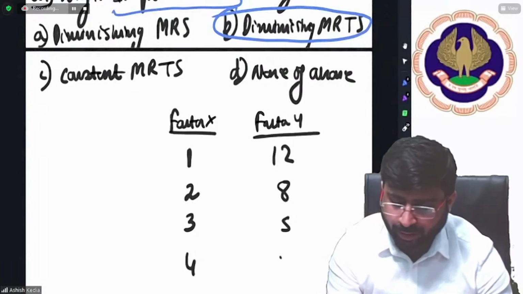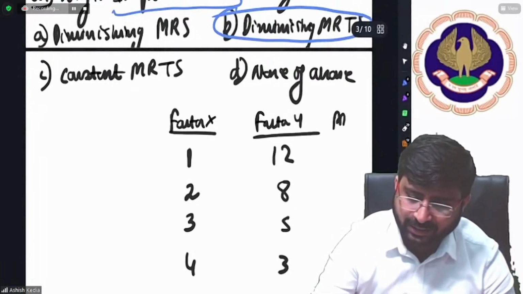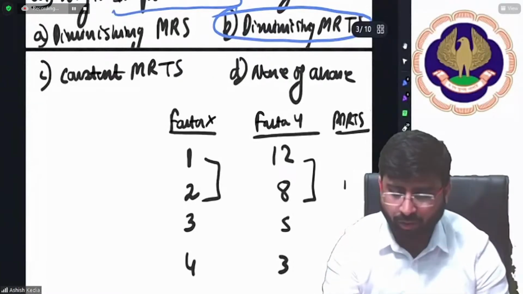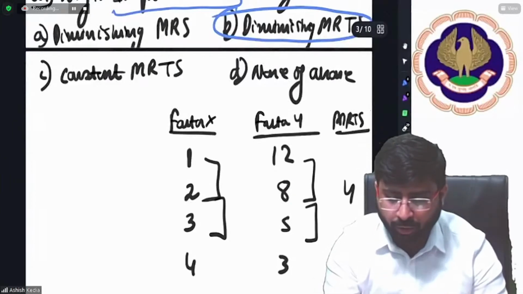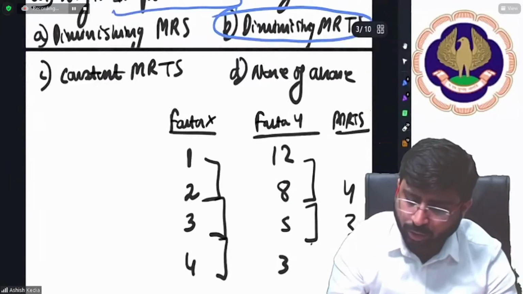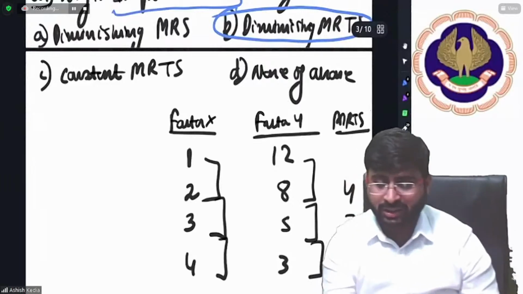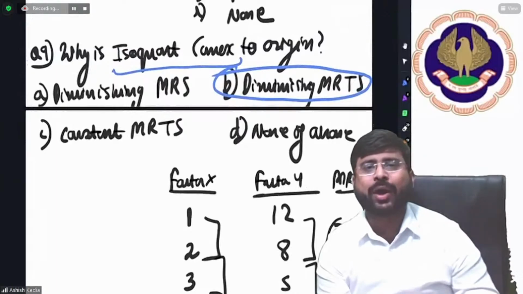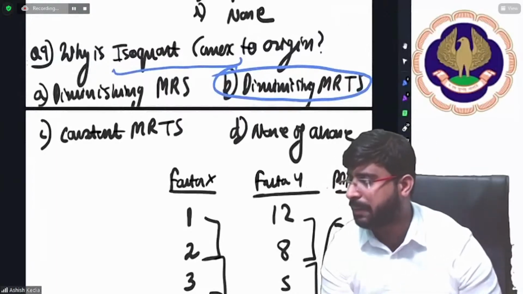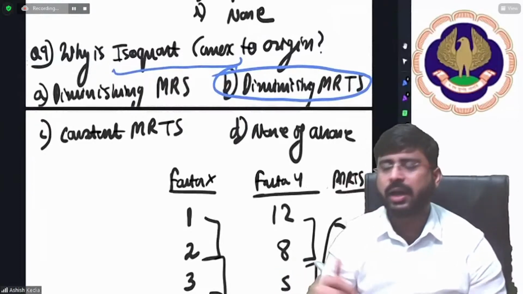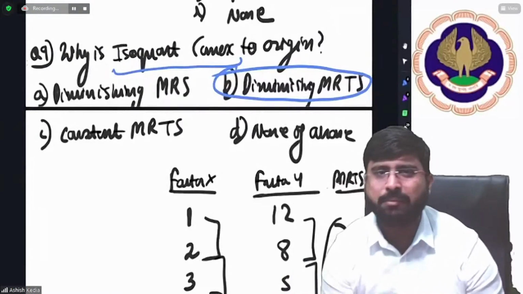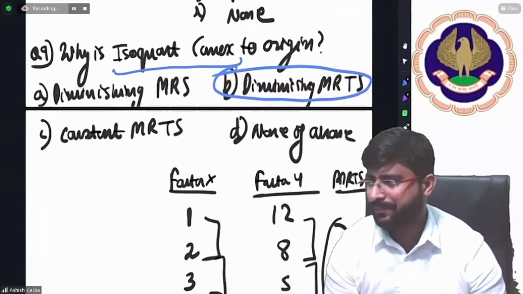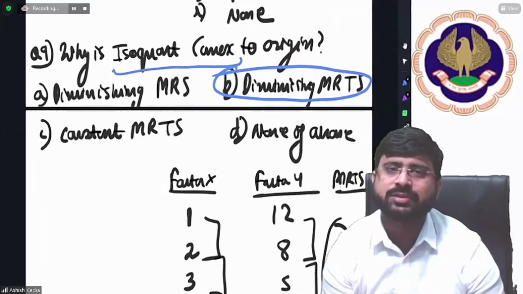It is 3. So if you see the technical substitution, to increase one input, how many inputs sacrificed? 4. Again, to increase 1 unit, how many inputs sacrificed? 3. Again, to increase 1 input, how many units of other input sacrificed? 2. This is called declining MRTS or diminishing MRTS, as you can see. Why is isoquant convex to the origin? Diminishing MRTS. Acha, due to diminishing MRTS is what you are saying, sir. Yes, due to diminishing MRTS. That's right, friends.